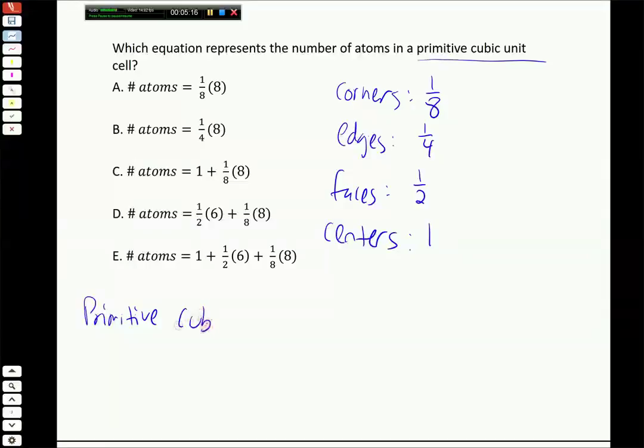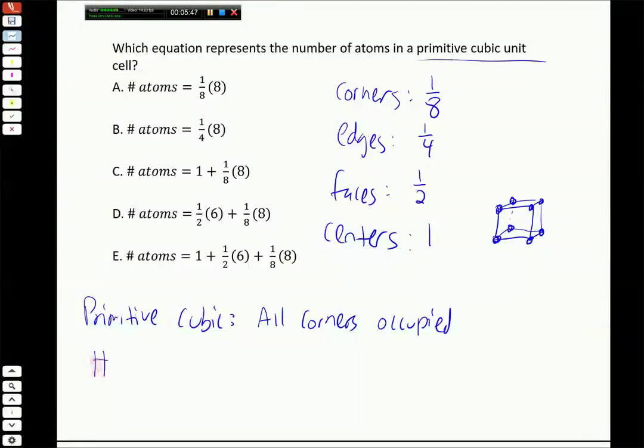So in a primitive cubic unit cell, all corners are occupied in the cubic cell, but nothing else. So if we think about a cube, or some approximation of a cube as I've drawn, in a primitive cubic cell you're just filling the 8 corners. There are 8 corners in any cube, and in a primitive cubic all 8 of those are filled.